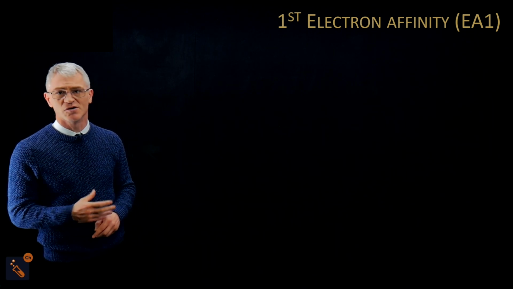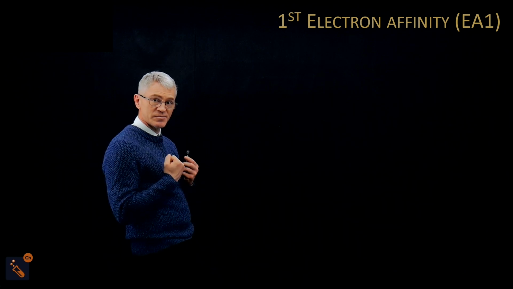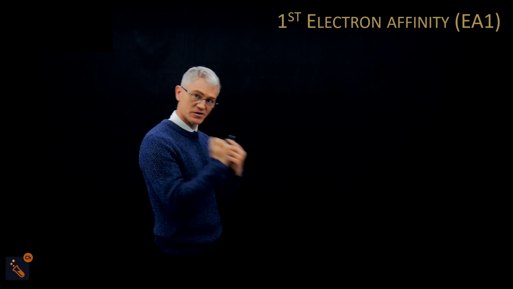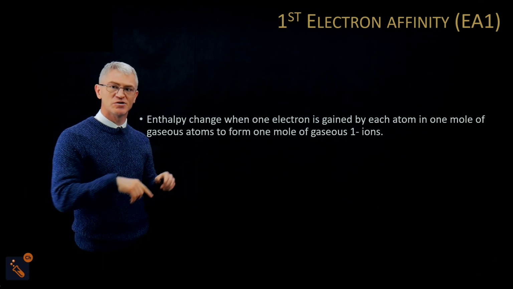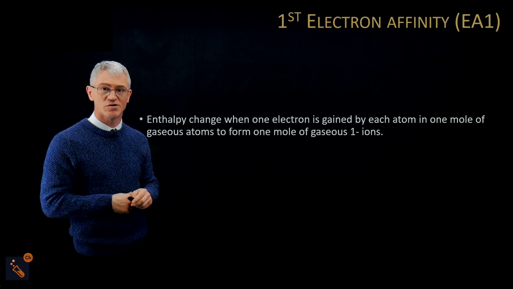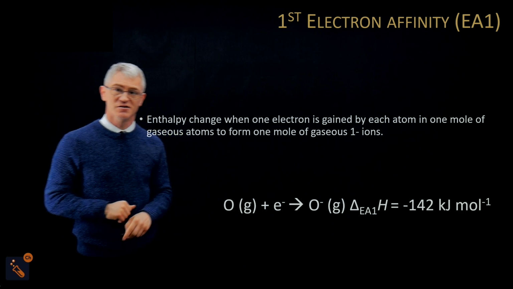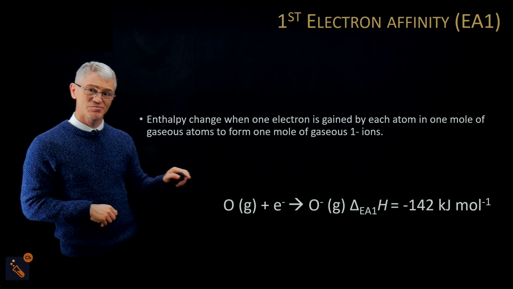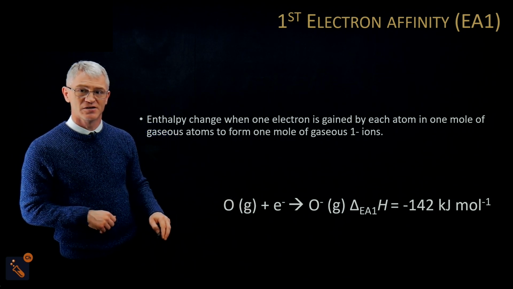Okay, so next one, first electron affinity. Now, electron affinity is to love something, to want something. So therefore, this is the gaining of electrons. So it's the enthalpy change when 1 electron is gained by each atom in 1 mole of gaseous atoms to form 1 mole of gaseous 1- ions. So basically, we're going from an atom to a 1- ion. Again, it's really important that you can write the actual equations for this.